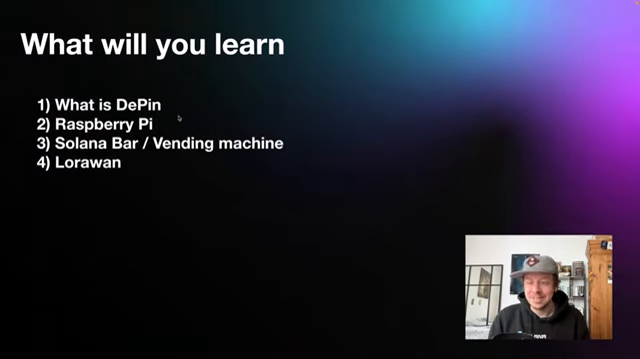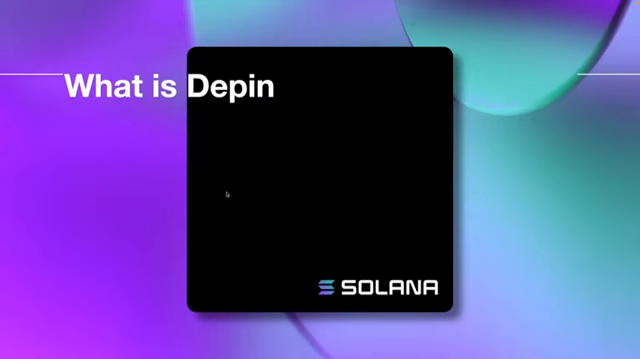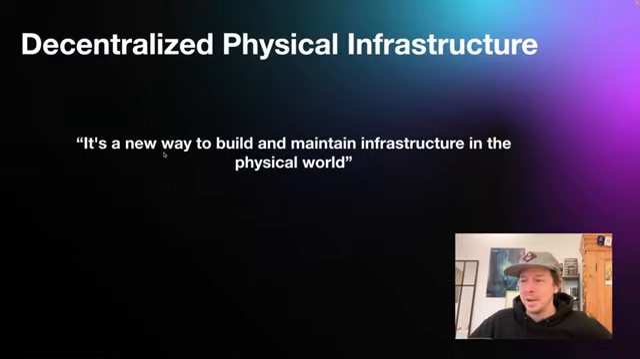Then I'm going to show you how you can build your own vending machine or a bar or a cocktail mixer. And then we're going to look at the LoRaWAN network, which is a network that is provided by Helium, and it has a very high range and low power consumption. So let's look into this.